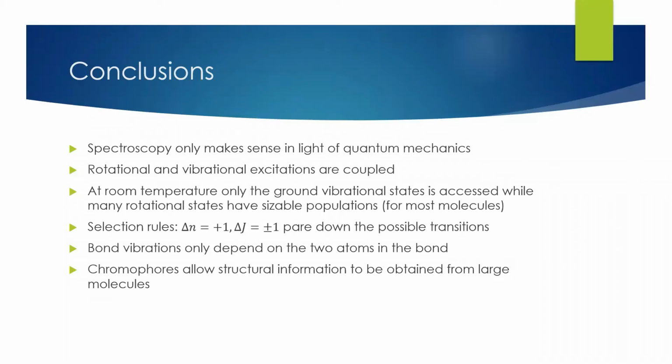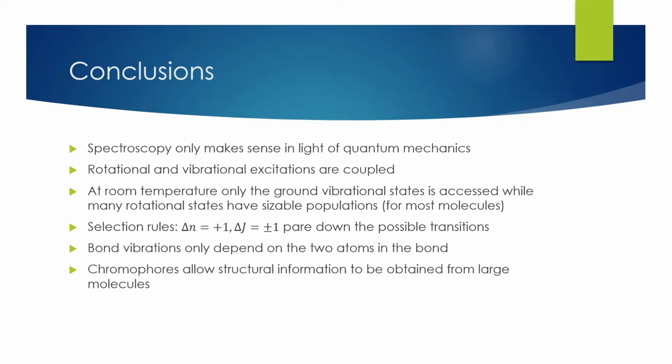If those peaks are wide enough apart, we actually can resolve them. And in some cases, we'll see they become unresolvable as those energy levels for rotation get close together. At room temperature, only the ground vibrational state is active, but many rotational states are possible. And that again gives rise to the spectra that we see. Our selection rules limit the transitions that we're allowed to see, which simplifies our spectra.